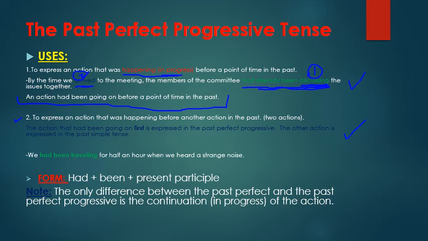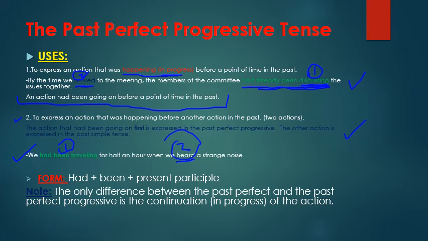Here, one action taking place before a point of time. Two actions in the past. One of them was taking place before another. The action that had been going on first is expressed in the past perfect progressive. The other action is expressed in the past simple tense. We had been traveling for half an hour when we heard a strange noise. This was happening first, in progress, and then this happened.